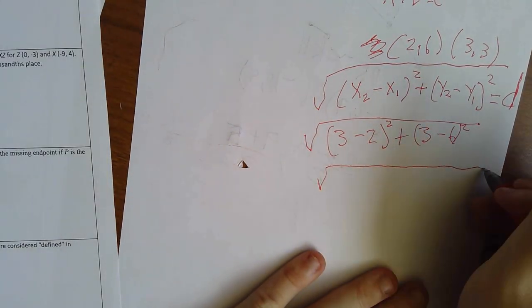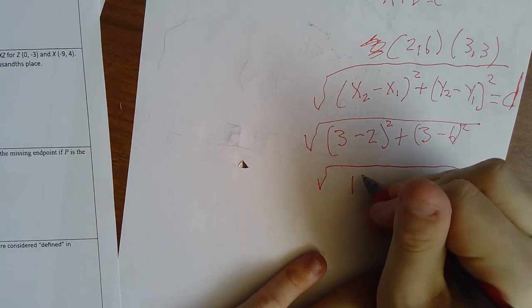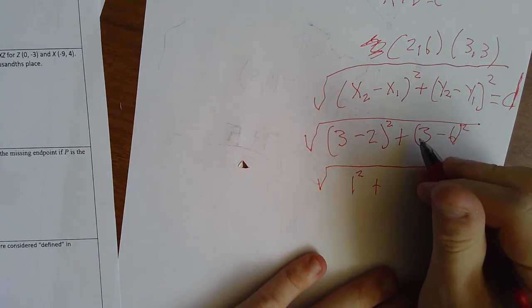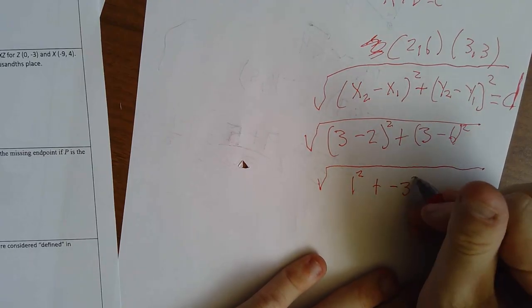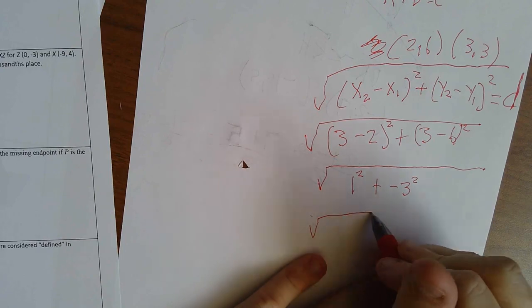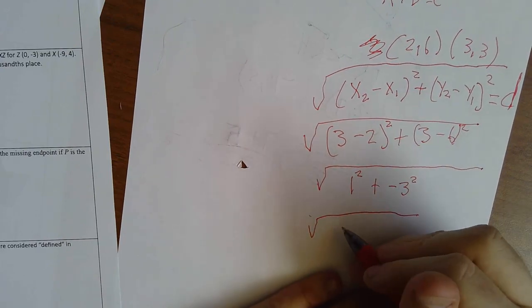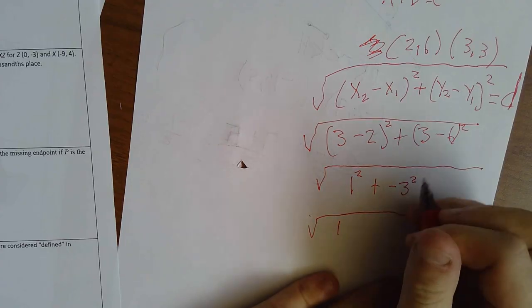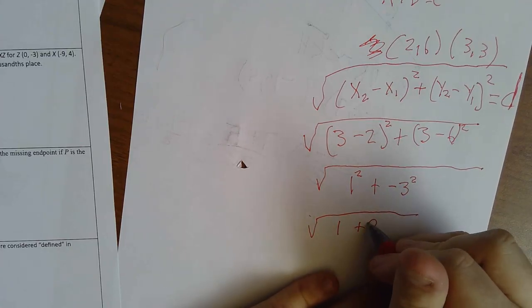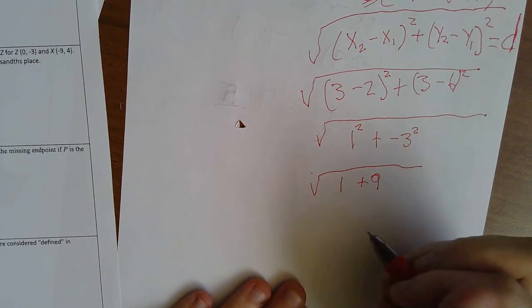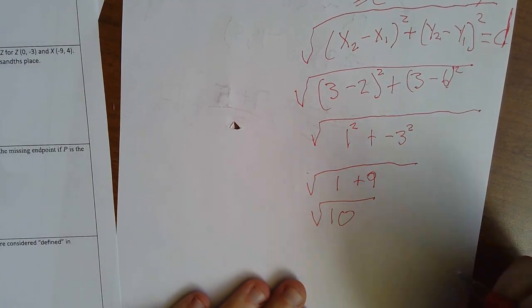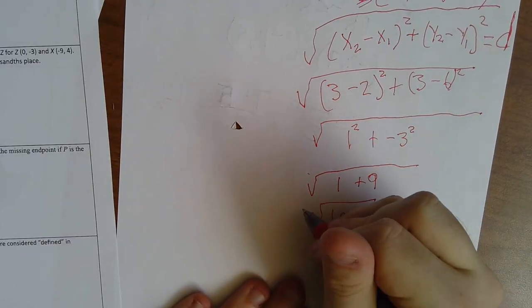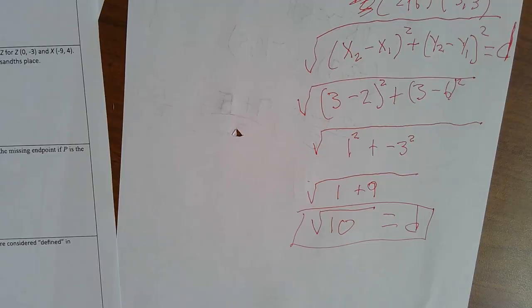So we're going to simplify some. We're going to say, okay, 3 minus 2 is 1, square that. 3 minus 6 is -3, square that. And we're going to simplify even more by squaring these out. 1 times 1 is 1. -3 times -3 is 9. And you have the square root of 10. So we can say the distance is the square root of 10. Now, for an exact answer, I would recommend you put this in your calculator and you calculate it to the thousandths place. Let's move on.